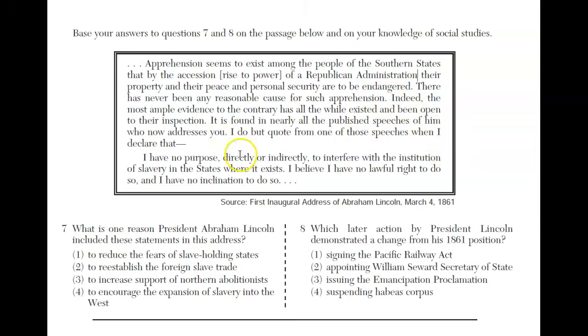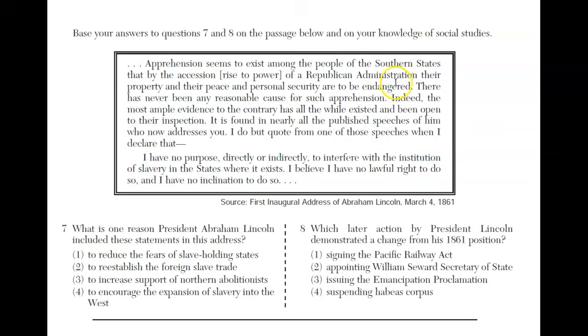Lincoln had said, as he says here, over and over, I am not going to interfere with it in the states where it exists. Lincoln said, I don't think I can, and I don't really want to. I don't want to extend it. I hope it dies someday, but I'm not going to touch it where it is. You have nothing to worry about.